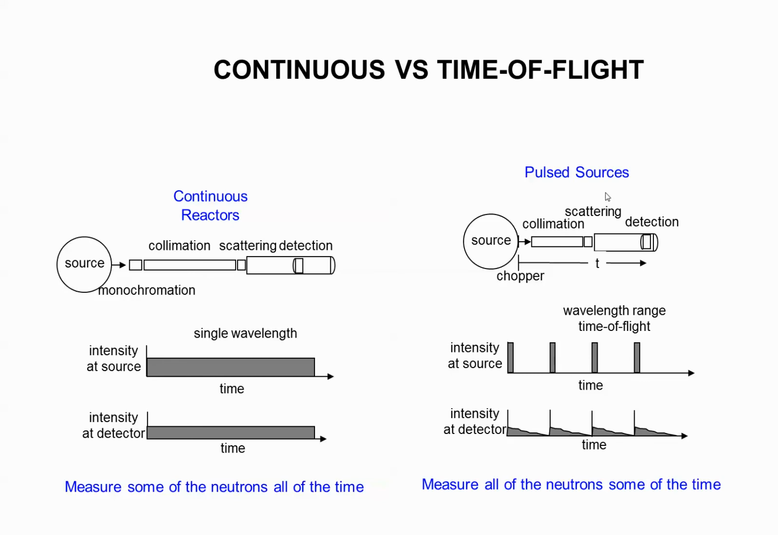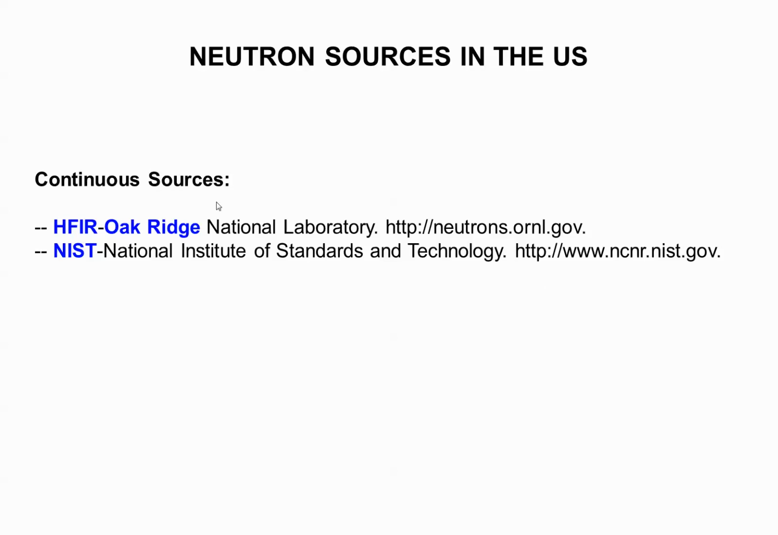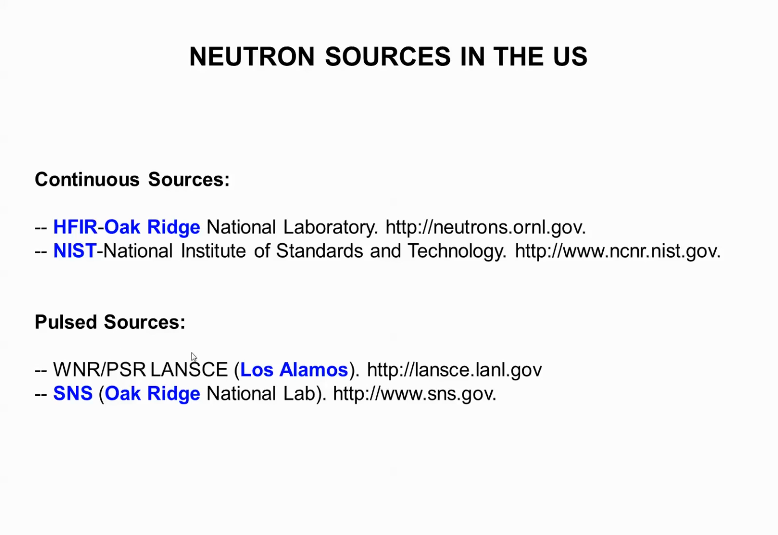While in pulsed sources, one uses a chopper, so you get these pulses coming from the neutron source. By the time they get to the detector, they're spread out, depending on whether they're fast or slow within the pulse. So we measure all of the wavelengths, all of the neutrons, some of the time. Neutron sources in the US: there are 2 nuclear reactors, one at Oak Ridge and one here at NIST, and 2 pulsed sources, one at Los Alamos and the Spallation Neutron Source at Oak Ridge as well.